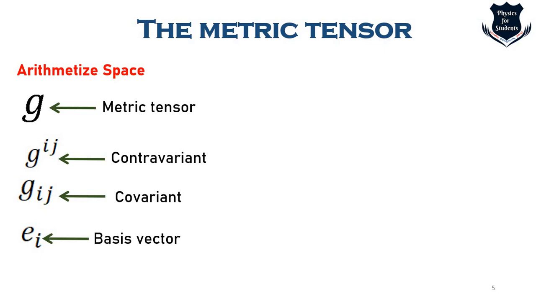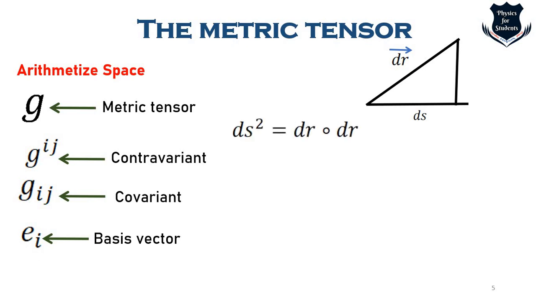Now let us consider two points, for example on the right hand side of the screen, separated by an infinitesimally small distance, which is this ds. If there is a vector dr which extends from one point to another, then the square of the differential length can be given by this one. For ds squared, we are using the dot product, so it can be written in this way.